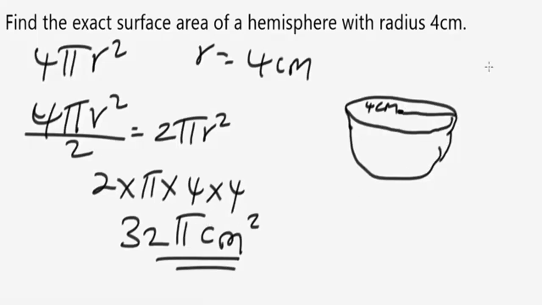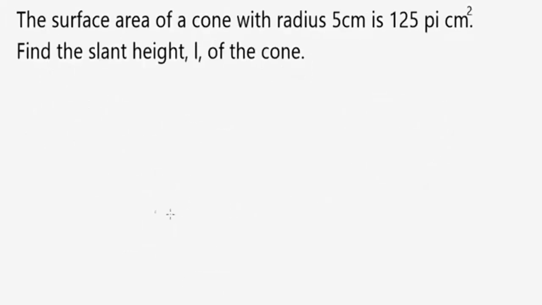So let's wipe this now and let me give you guys a past math question to test your knowledge on this topic, and after that you can call it a class. Let's wipe this. Okay guys, now look at this question. It says the surface area of a cone with radius 5 cm is 125 pi cm squared. Find the slant height L of the cone.